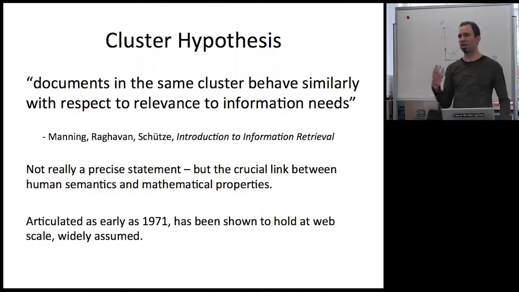And this idea that clusters, well, it's been stated many times. It was first articulated in the early 70s. Documents in the same cluster behave similarly with respect to relevance to information needs. Another way of saying that is documents in the same cluster are about the same thing. You can't prove it because there isn't a mathematical definition of what "about" means. But it works, which is because this is how our modern systems are built. And you can test this in various ways. Basically, the way you test this is you give all of the documents in a cluster to somebody and you say, what are they about?